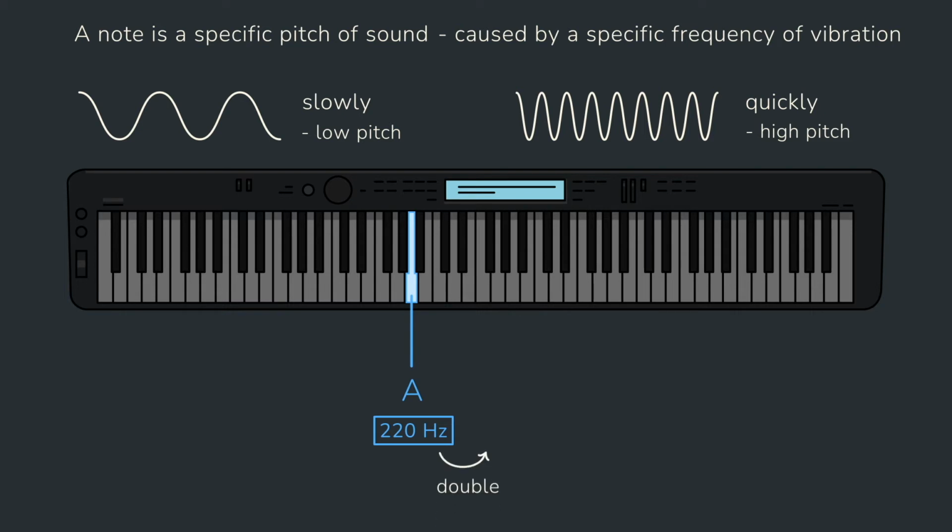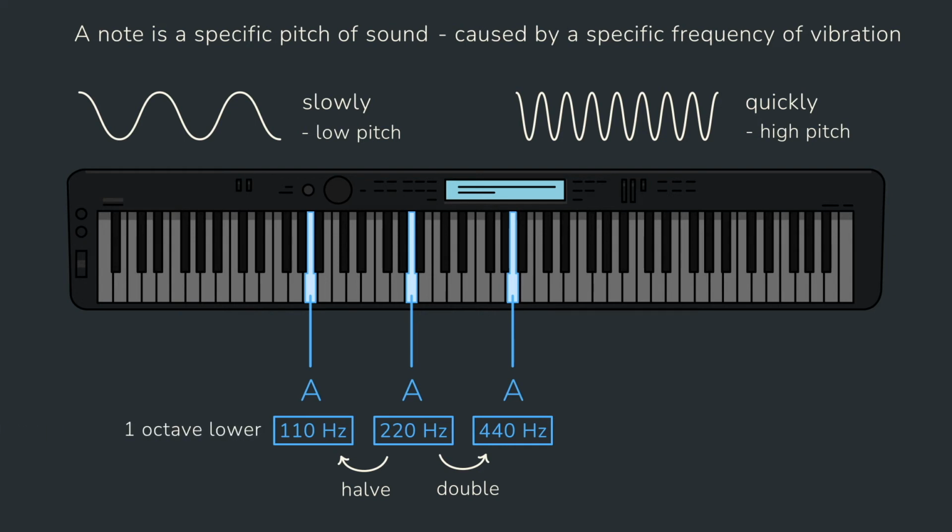Importantly though, if you double or halve the frequency of the vibration, say if you halve it to 110 Hz, or if you double it to 440 Hz, then you get the same note, just one octave lower, or one octave higher.